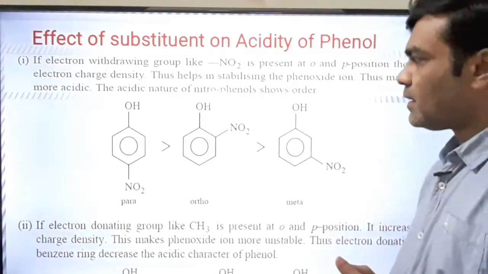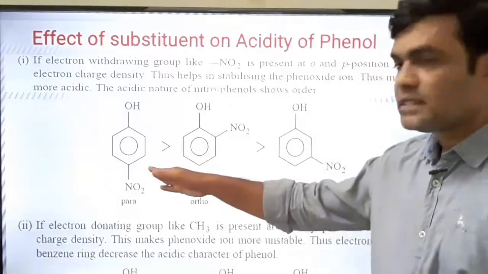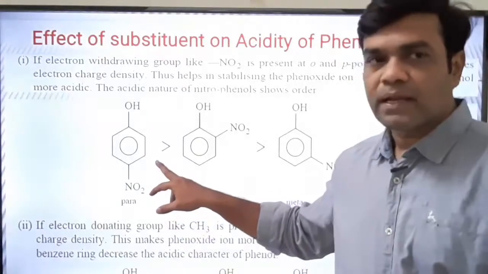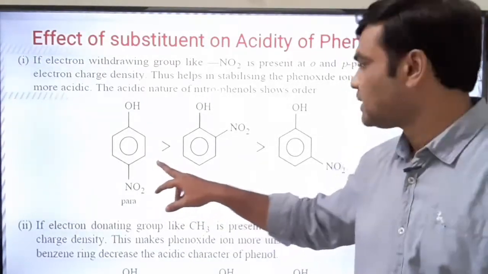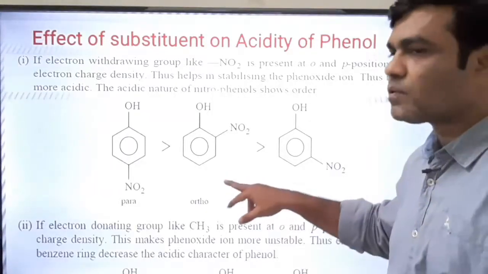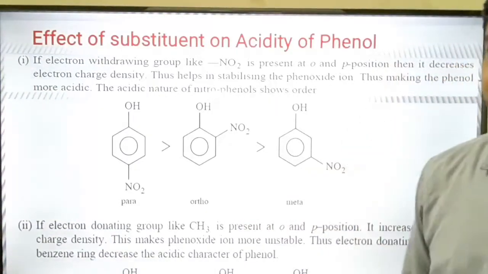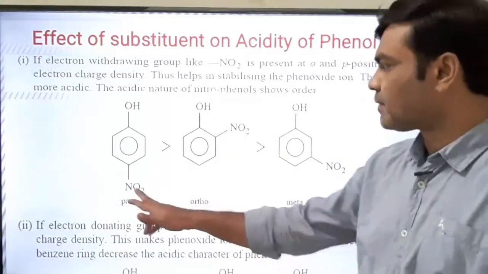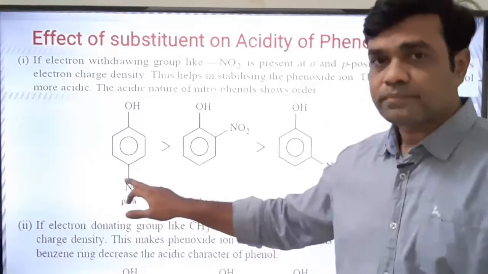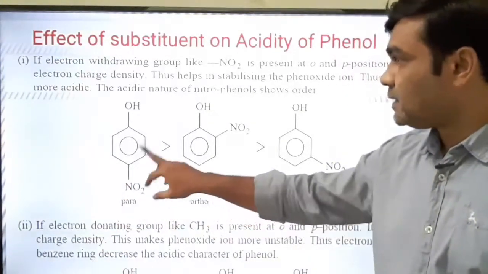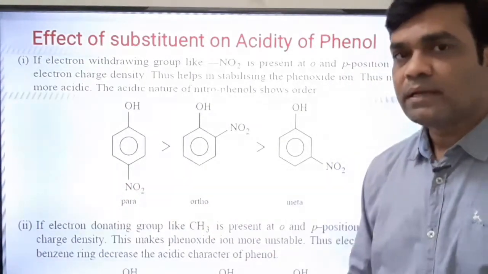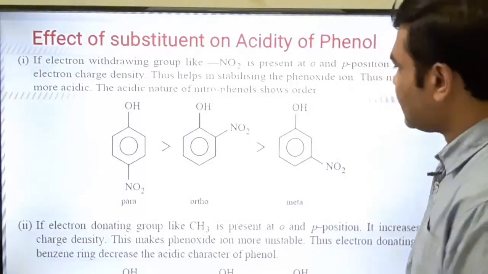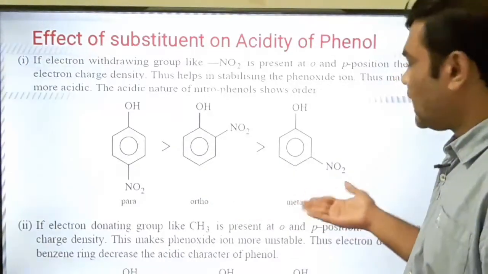Therefore, the acidity order among these para, ortho and meta nitrophenol is this. Para nitrophenol is more acidic than ortho, and ortho is more acidic than meta. So it is clear, in case of an electron withdrawing group, whatever the electron withdrawing group may be, if it is present at para, then it is more acidic, meaning the proton donating tendency of that phenol is more, because the resultant phenoxide ion is more stable, and then ortho and then meta.